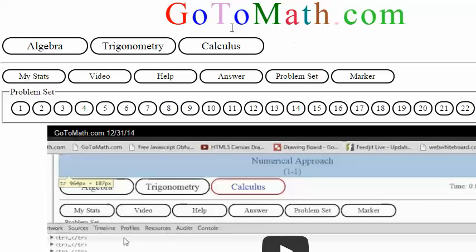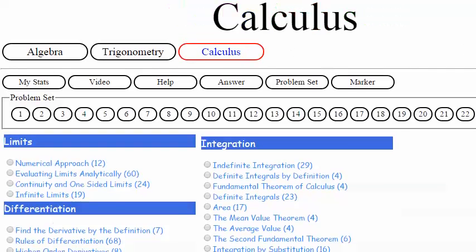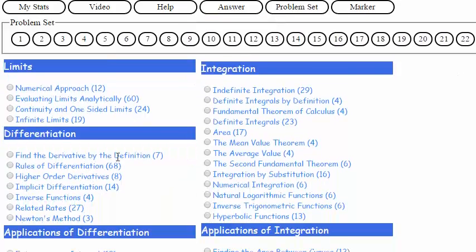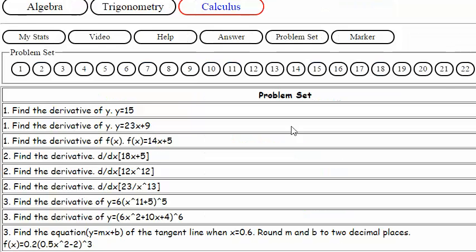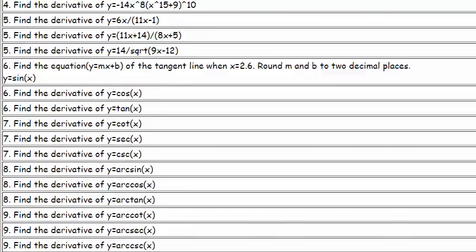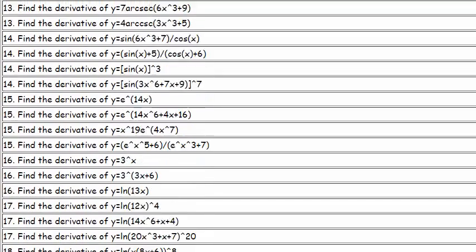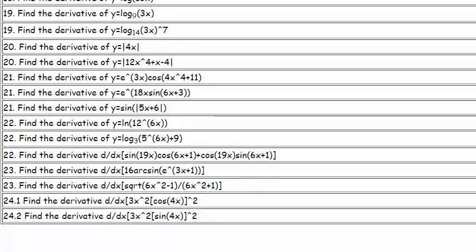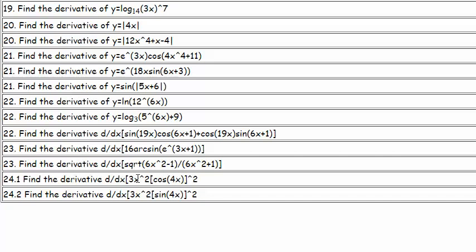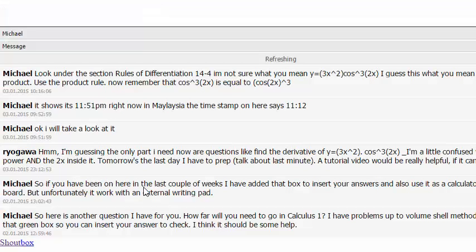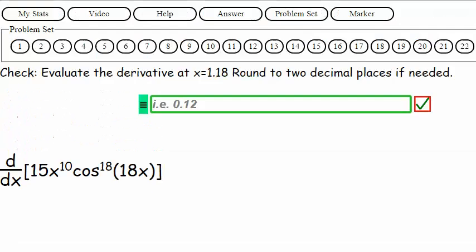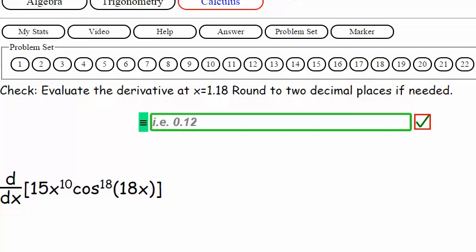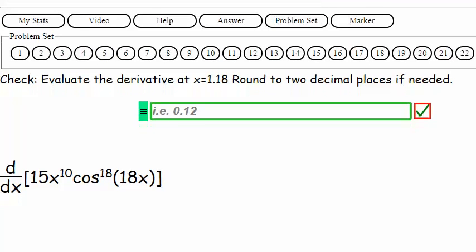Alright, we're here at gotomath.com. Let's click on the calculus button and go down to rules of differentiation. There was a request to add some problems to this list. Let's click on that. As a matter of fact, this person right here from Malaysia actually requested this problem, so I thought I'd throw it on there, add a little extra.